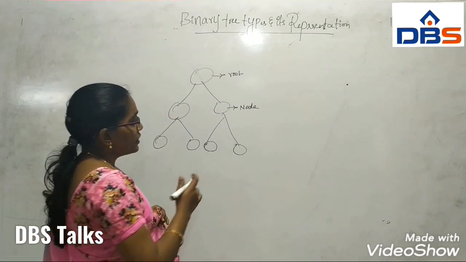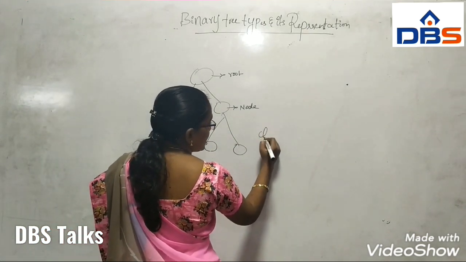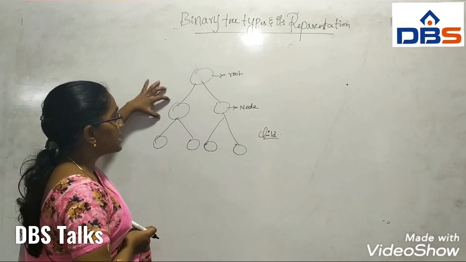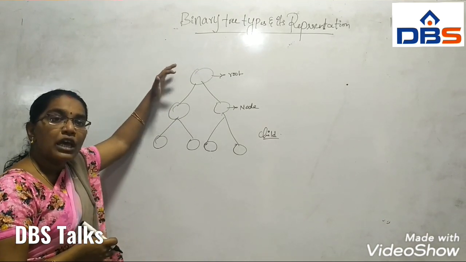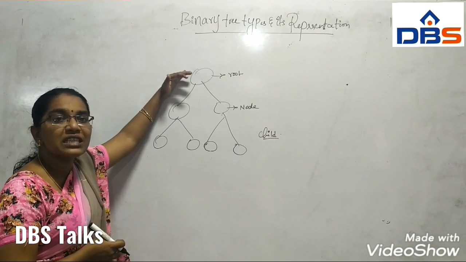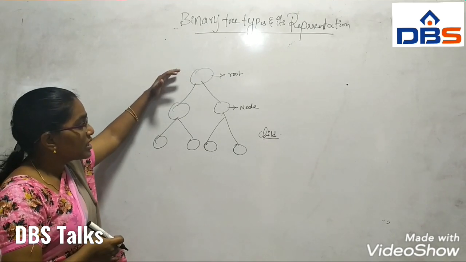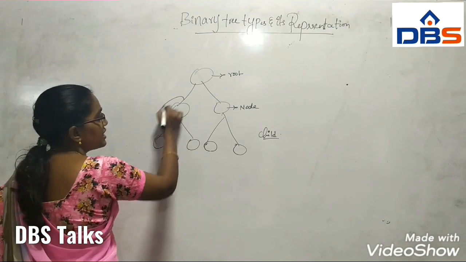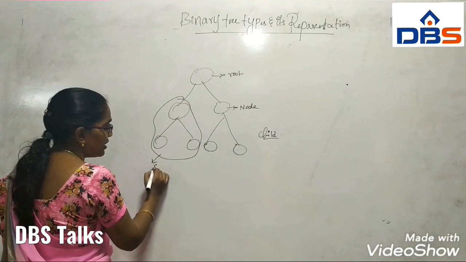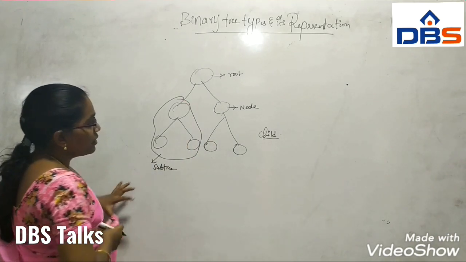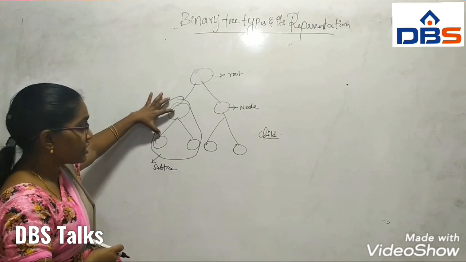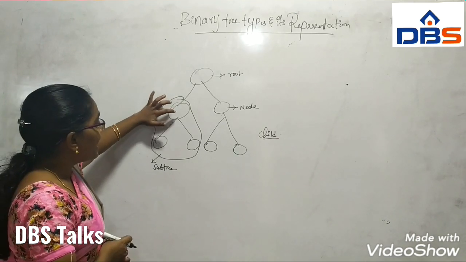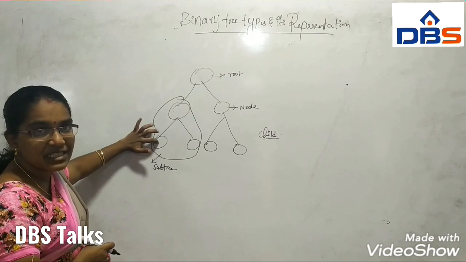Some of the basic terminologies: what is a child node? A node which is the immediate successor of that node, we can say that one is a child node. What is a parent node? A node which is the immediate predecessor of that node is the parent node. Then what is a subtree? A node which has child nodes, we can say that is a subtree, just like this. Then what is an ancestor? If it is a predecessor, we call it an ancestor, and if it is a successor, we call it a descendant.